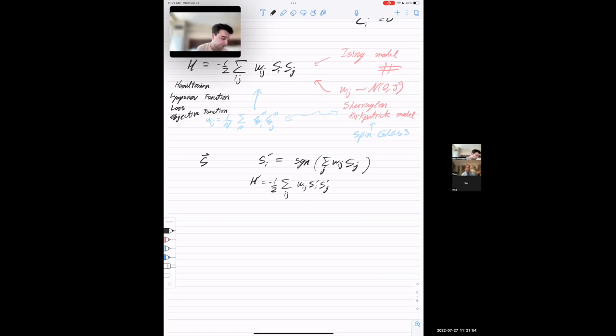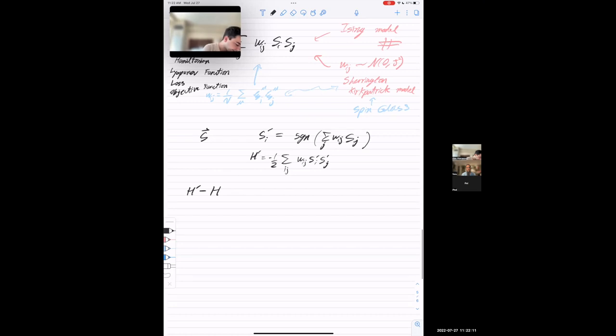So let's just see what the difference looks like. It's actually really quick to calculate. Let's think about a clean way to do it. So there are two possibilities for H' minus H. If s'_i is equal to s_i, that is, if s_i is unchanged, then nothing has changed and this is still equal to zero. Otherwise, it has to have flipped: s'_i has to be equal to negative s_i. Does that make sense?